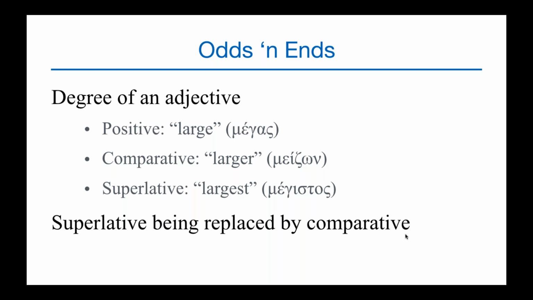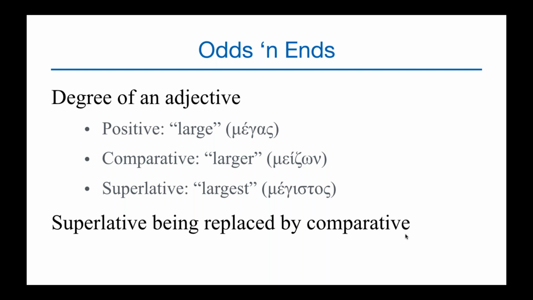It shows up every once in a while. You have in English a positive statement, which is when you're describing something, and then the next stage of that is the comparative, and then beyond that is the superlative. So the whole big, bigger, biggest. Here, large, larger, largest, or megas, meizon, megistos.